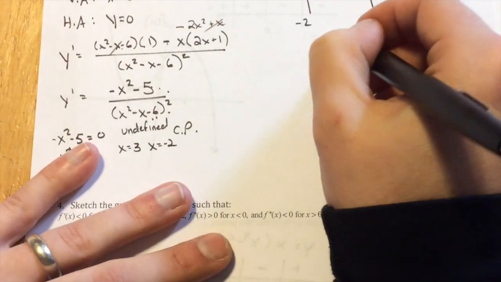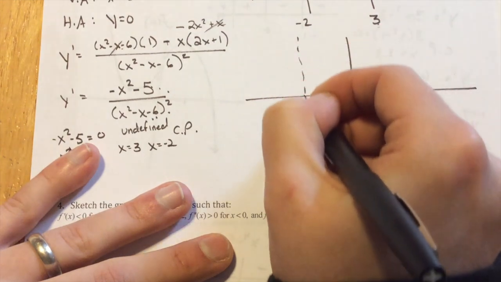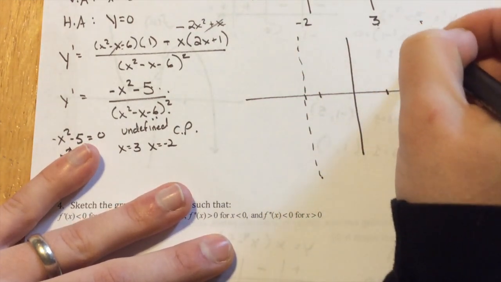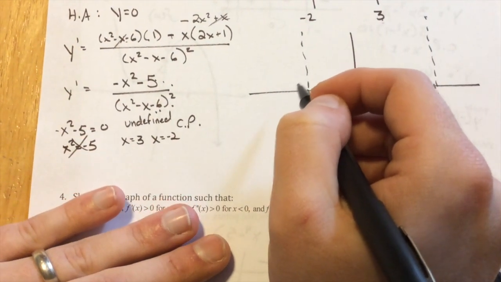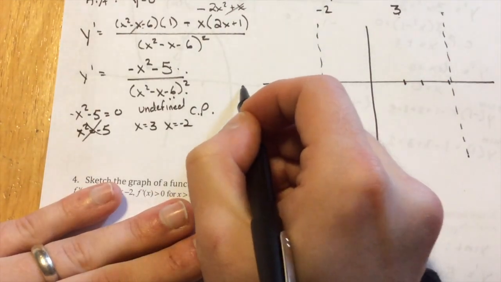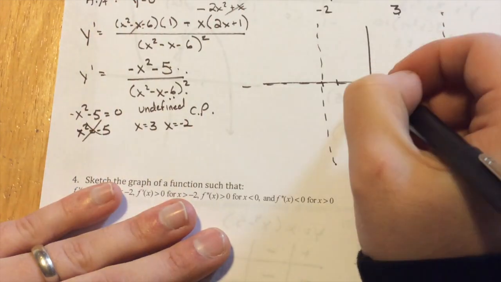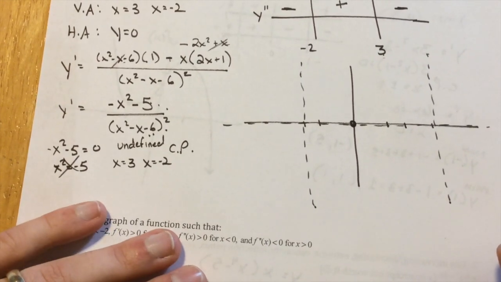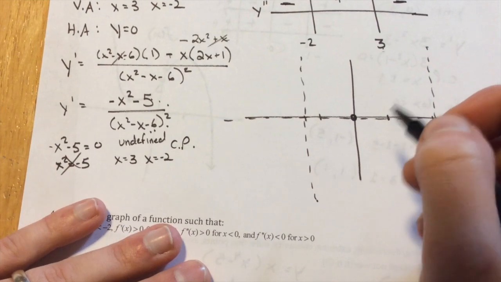So what does this graph look like? At negative 2, I have a vertical asymptote. At 3, I have a vertical asymptote. Sorry, I have a horizontal asymptote at 0. That's what we wrote. And I have an x and y intercept at 0. So, what does my graph look like?